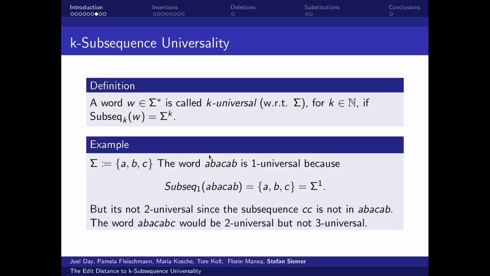Okay, let us have a small example here. We have this word abacup, and we can see that it's clearly one-universal because we can find every letter in it at least once. But it's not two-universal, since, for example, the subsequence cc is not in it, and therefore we don't have all two-length subsequences over that alphabet. On the other hand, if we append a c, then this word is two-universal, but not three-universal, since, for example, bbb, ccc, and so on are not in the set of three-length subsequences.